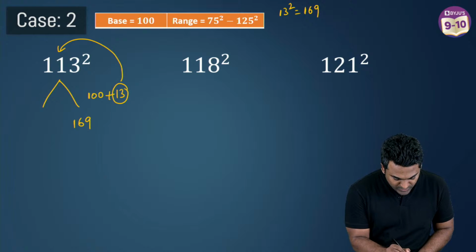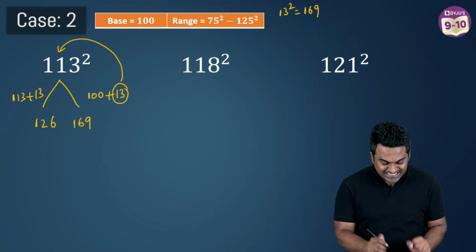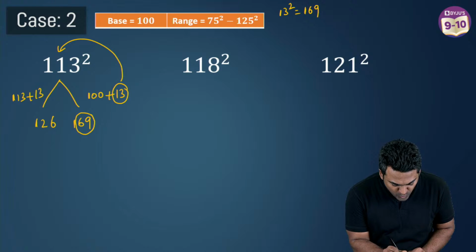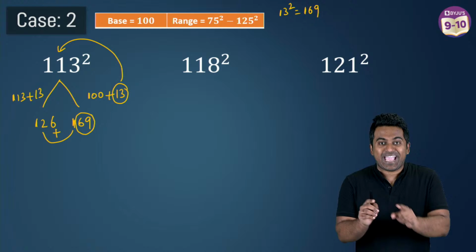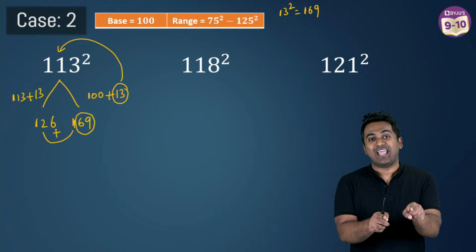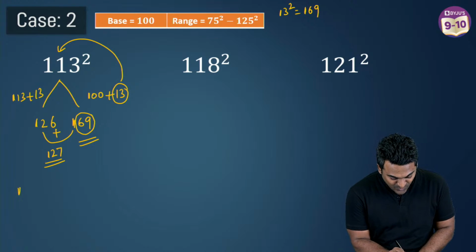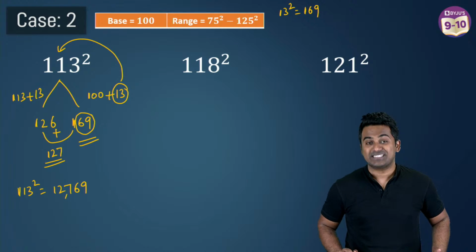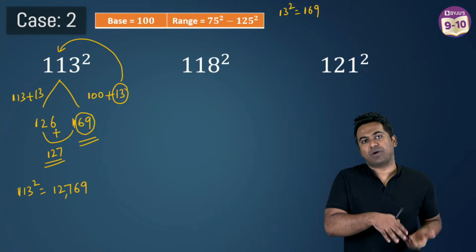I will add 13 to this number. 113 plus 13, I get 126. But this is where we need to do a little bit of modification, because as I said, on the right hand side, you only have to keep the 2 digits, right? So what will happen is that this number will be carried forward to the other, and you will add it. That's all. So 126 plus this, you get 127, and this is going to be the answer. So 113 square is going to be 12769. So 12,769.